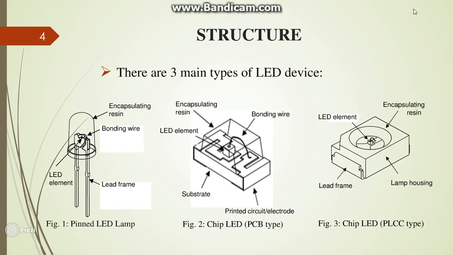Next, the second part is the structure of LED. There are three main types of LED devices. They are the printed LED lamp. Second is the chip LED or PCB type. Third is the chip LED or the PLCC type. Almost all of them have four basic components. They are the LED element, lead frame, bonding wire, and encapsulating resin.